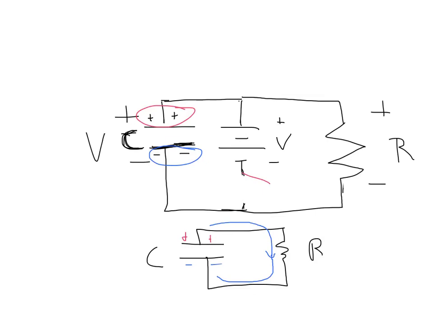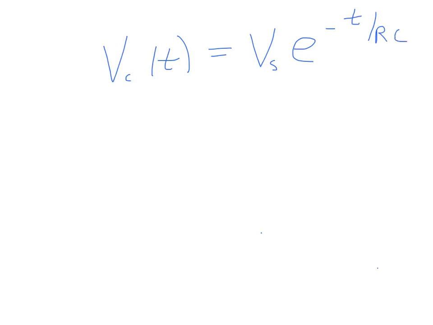Quantitatively, I derived this in class. I won't rederive it right now, but just state the result, that the voltage across the capacitor as a function of time is equal to its initial source voltage, which is the battery voltage, times e to the minus t over RC. We derived that in class. Like I said, I'm not going to derive it right now. But I do want to explain it.